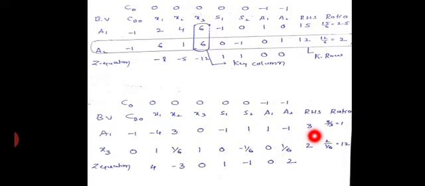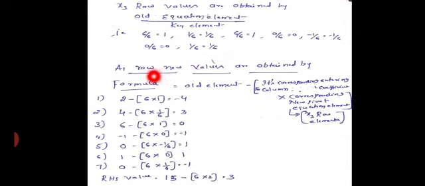And how to get my A1 row values now? For this, we have a formula. My A1 row values are obtained by the formula: old element minus its corresponding entering column's coefficient into the corresponding new pivot equation.